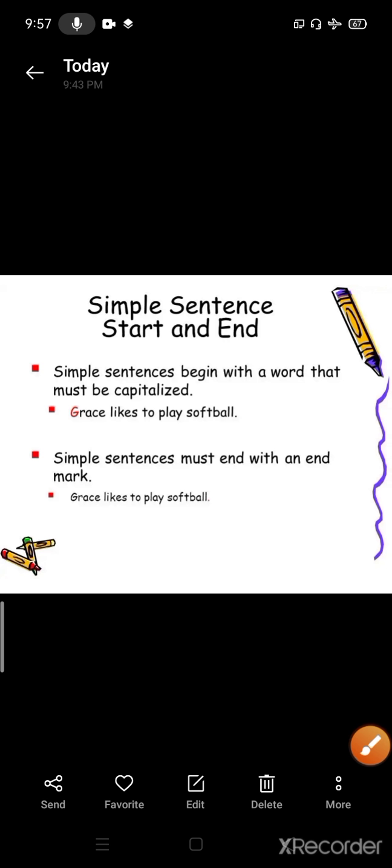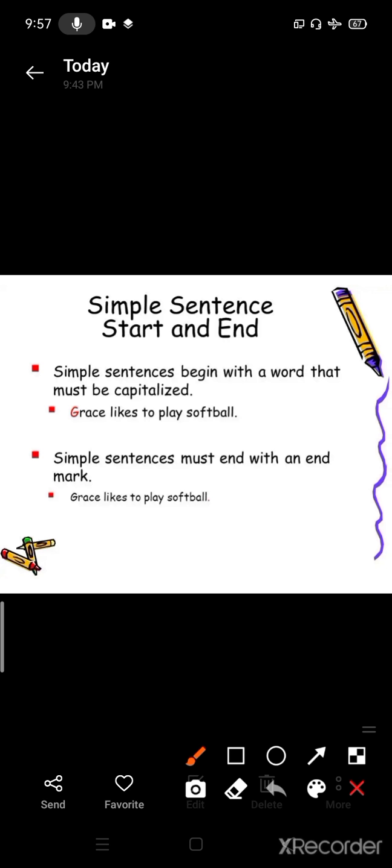A simple sentence always starts with a capital letter. You can see here that G, the first letter, is capital, and it always ends with a full stop. A simple sentence begins with a word that must be capitalized. Like G here is in capital letter, and it must end with a full stop.